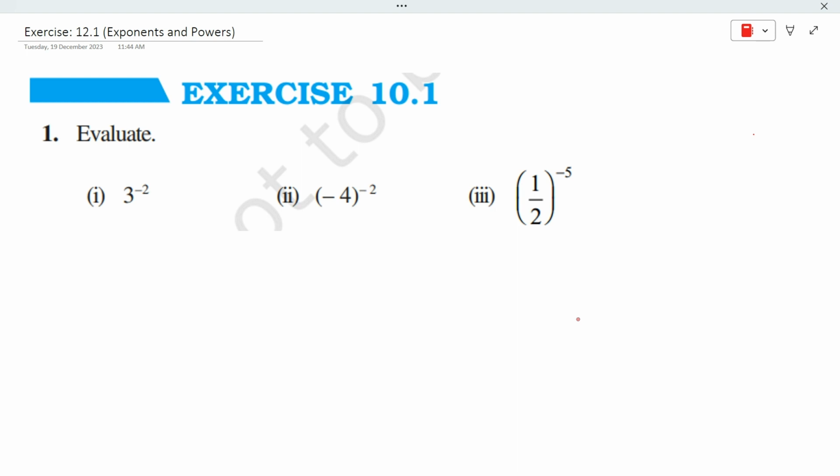In this video, we are going to solve problems in exercise 10.1 of NCERT textbook. So let's get started. So first problem, evaluate. Evaluate means I need to evaluate and give the value. Okay, the power form is given, but you can see it is a negative power. So do you remember the laws of exponents?